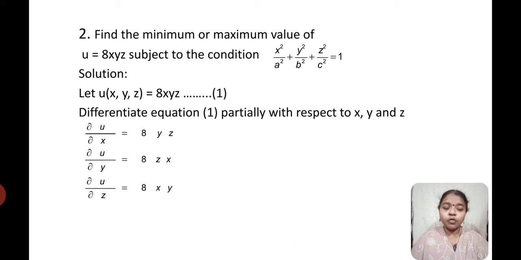We'll consider u of x comma y comma z to be 8xyz, call it equation 1. Now I would be differentiating equation 1 partially with respect to x, y and z. Since it has 3 variables, when I partially differentiate with respect to one variable, the other remaining 2 variables would be constant, isn't it? So dou u by dou x would be 8yz, dou u by dou y would be 8zx, and dou u by dou z would be 8xy.